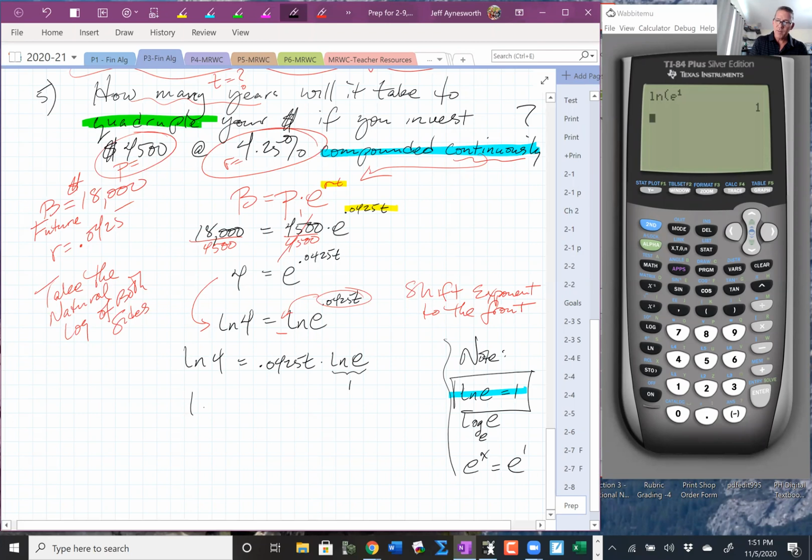So let's simplify it. So I've got natural log of 4 is equal to 0.0425 times t. And we're 1 step away from the answer. Okay, help me out. Let's finish strong here. I'll give you guys a drum roll. What do we do?